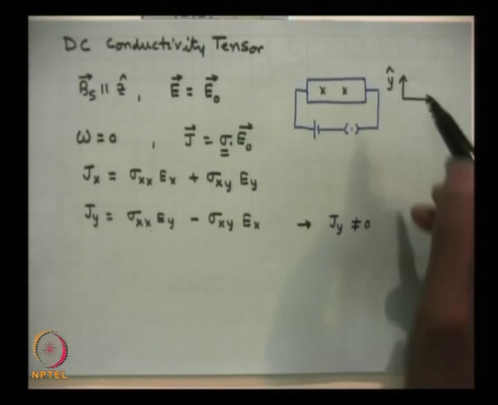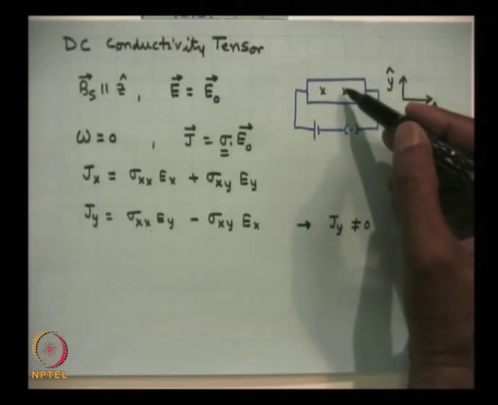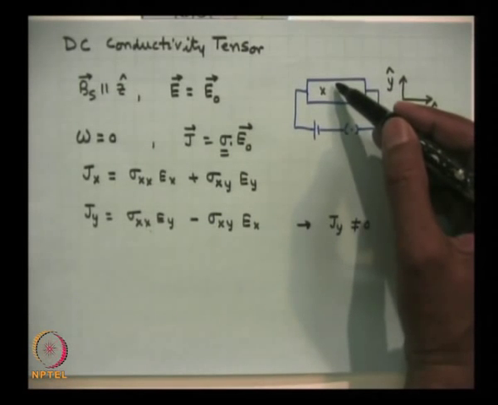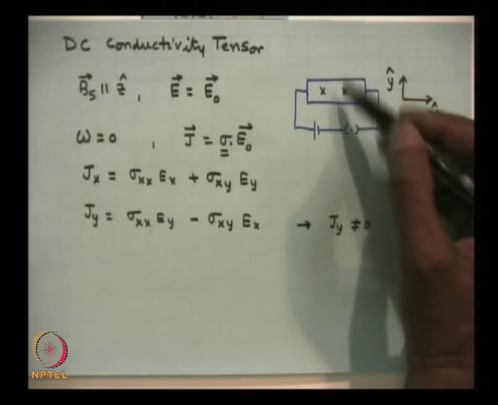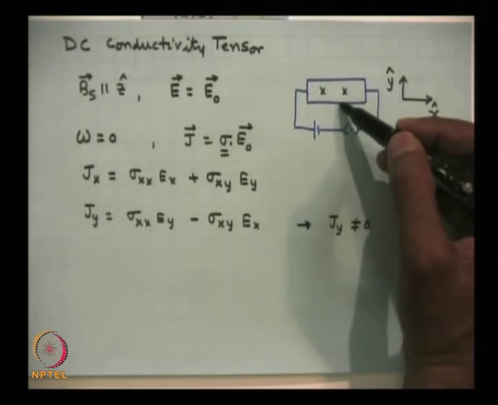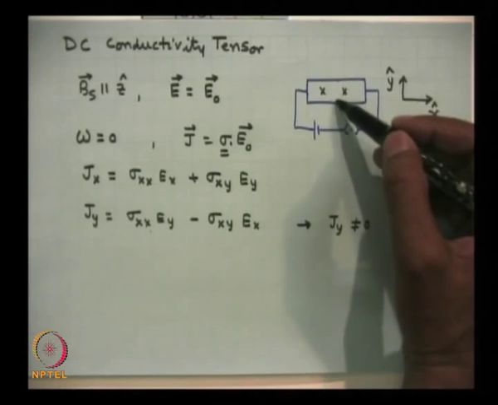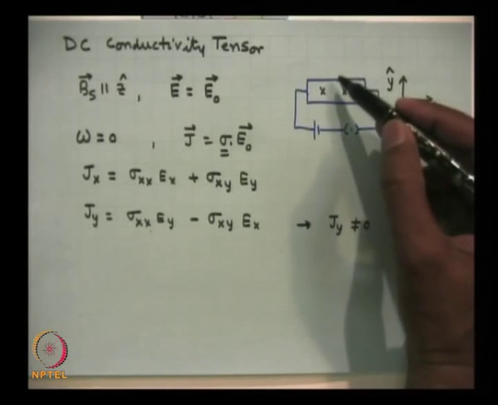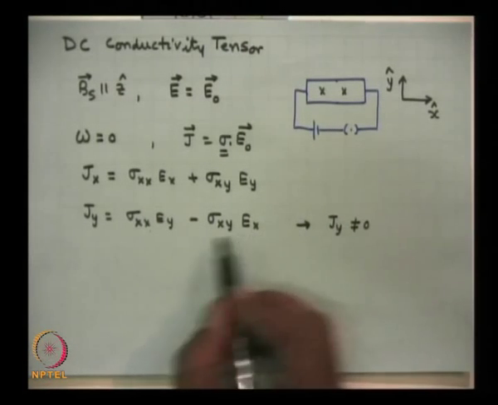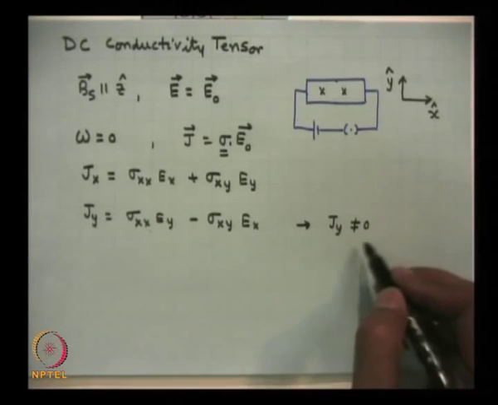And when current moves, obviously we have not allowed the electrons or holes to move out of the semiconductor in the y direction, because this is limited by the size of the semiconductor. So, the charges will build up over there. And when charges build up, they will produce an electric field. As a result, Ey will be produced.